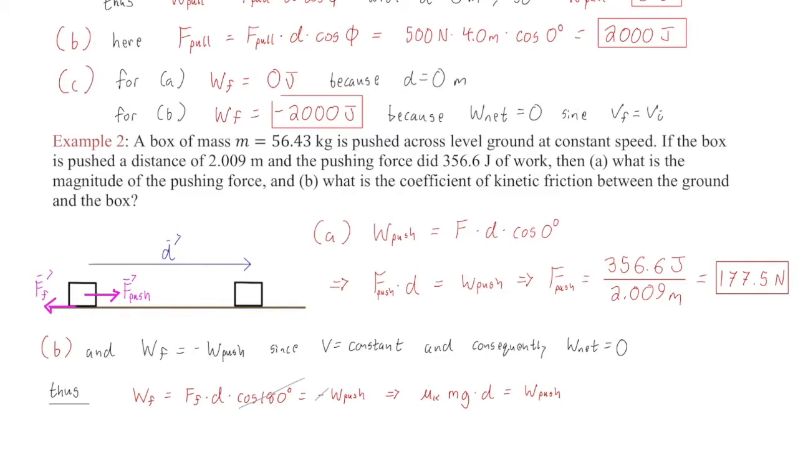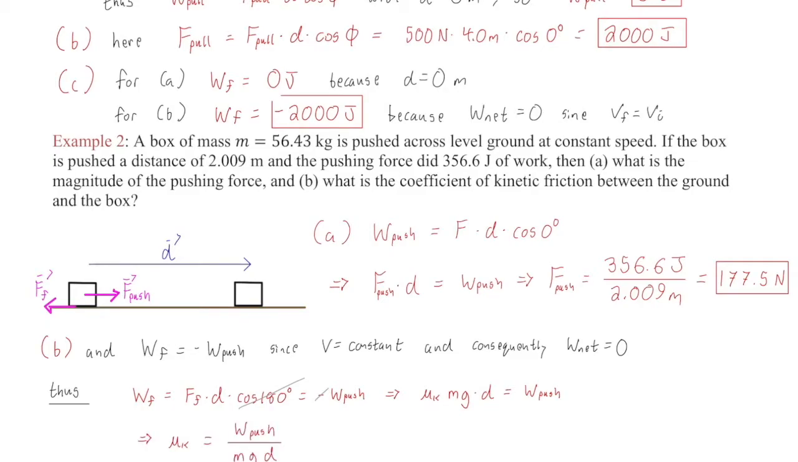All I've done is replace the force of friction with mu k Fn, and I've replaced Fn with mg because it's level ground. I could have set up a free body diagram to confirm that, but for level ground, we should be aware that the friction force is always mu k mg. And then there's our displacement, because we're talking about work after all.